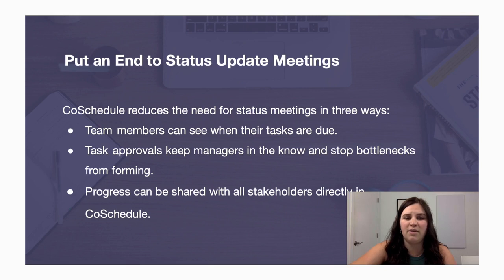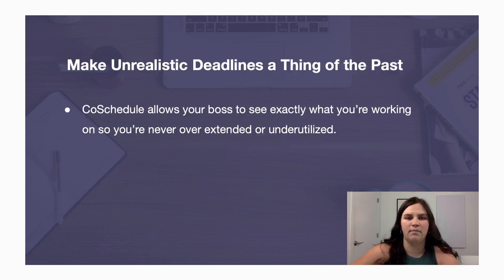Progress can also be shared with stakeholders directly in CoSchedule. So you can create a read-only view to share with outside members of your team, and that means that you do not have to sit in a status meeting in order to update them on how this project is going and where it is at in the workflow.